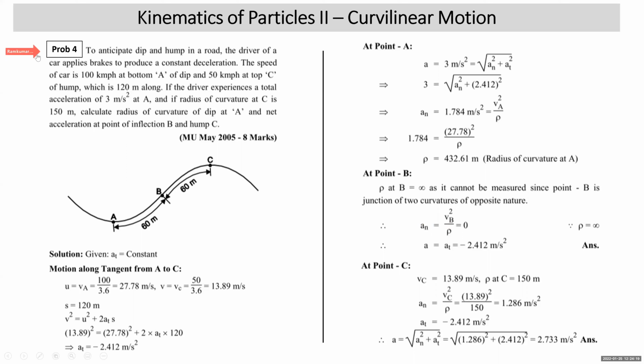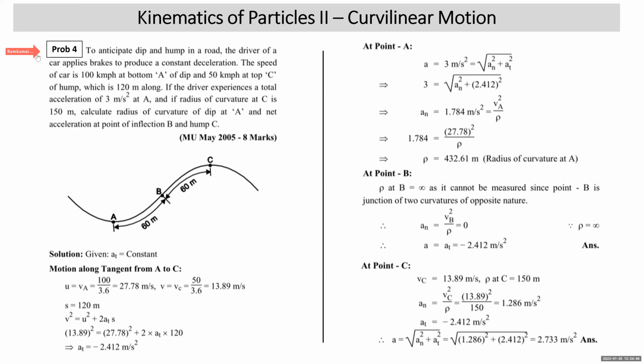Okay, we take problem number 4. I'm reading it. To anticipate a dip and hump in the road, the driver of a car applies brakes to produce constant deceleration. Constant deceleration during curvilinear motion is indicative of what? at is constant. The speed of the car is 100 kmph at bottom A of the dip and 50 kmph at the top C of the hump. Distance along the curved path from A to C is 120 meter.